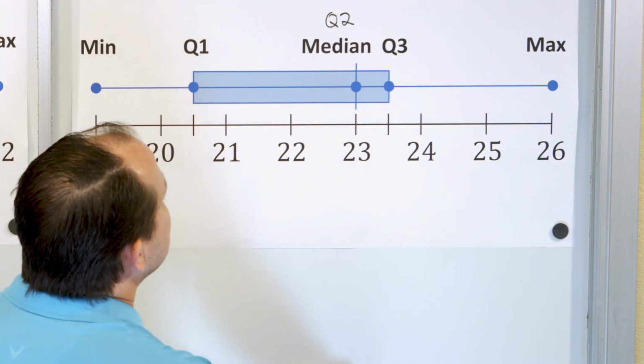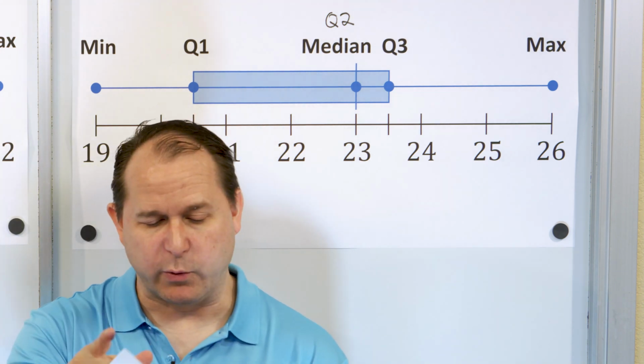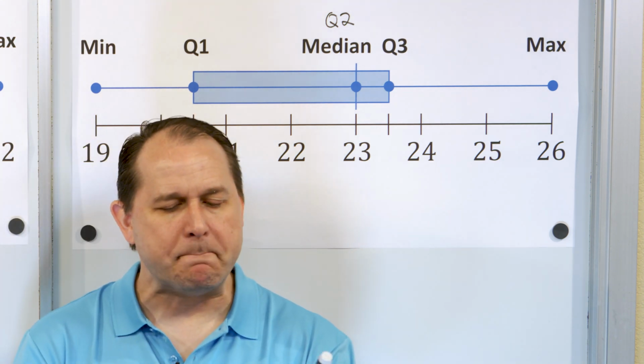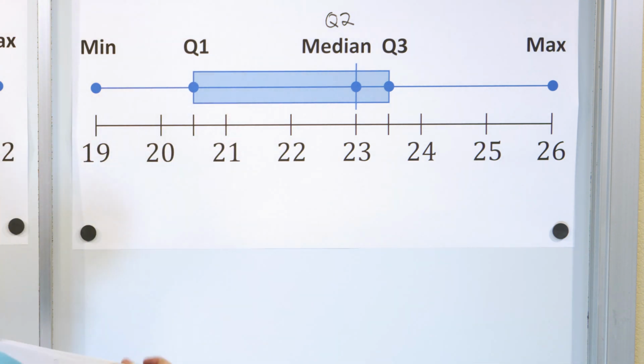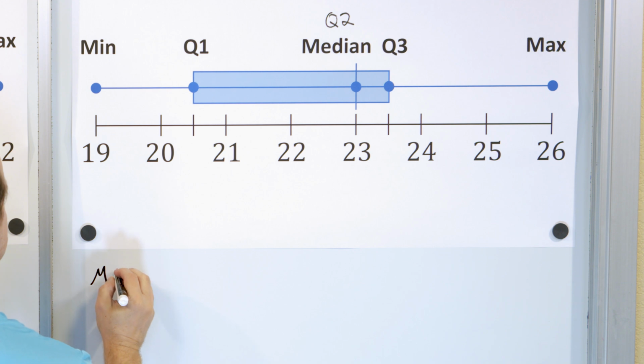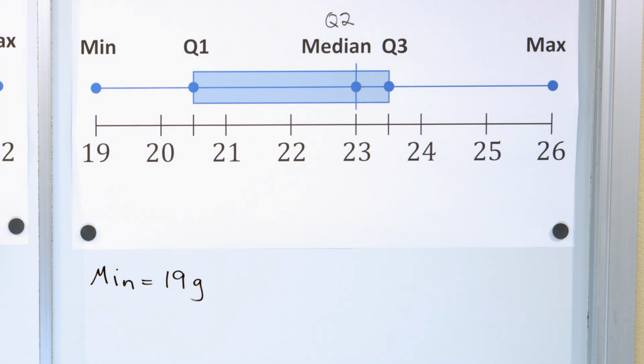So let's go ahead and answer a couple of quick questions. First question, what is the minimum weight or the minimum mass of the gumballs? You just read the minimum right off the chart. The minimum mass is 19 grams, right? 19 grams.